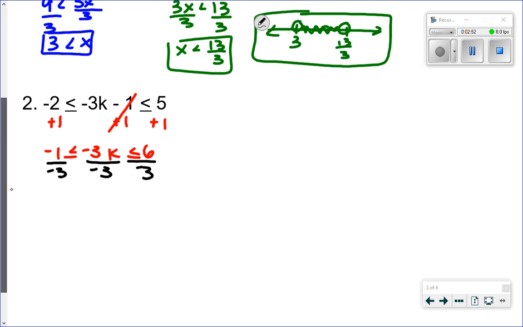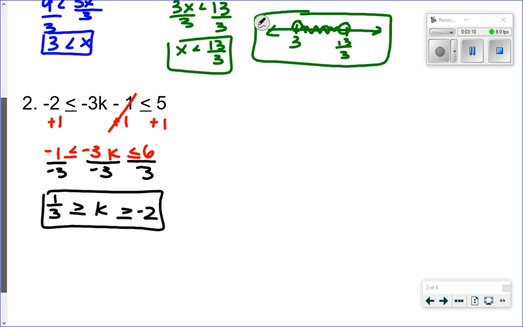When I divide by a negative number, the signs have to flip, so I'm going to go ahead and do that now before I forget. I'm left with k in the center. Negative 1 over negative 3 is positive 1 over 3, and 6 over negative 3 is negative 2. So this would be another way to solve the compound inequality.